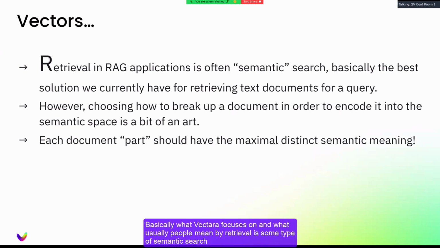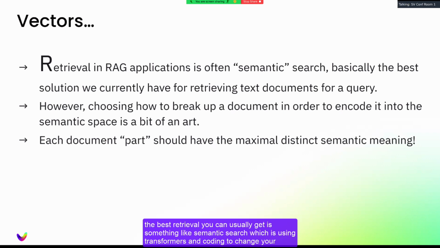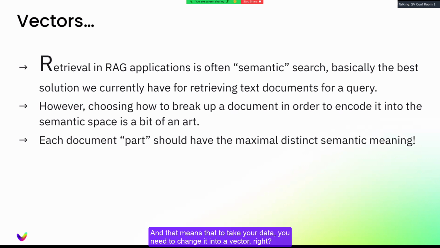What Vectara focuses on, and what people usually mean by retrieval, is some kind of semantic search. Retrieval could mean almost anything. It could mean a keyword search index, or just MySQL doing a regex expression. But the best retrieval you can usually get is something like semantic search, which uses transformers and encoding to change your documents into vectors and figure out what semantically most matches what the LLM is looking for. That means to take your data, you need to change it into a vector, into a semantic space.